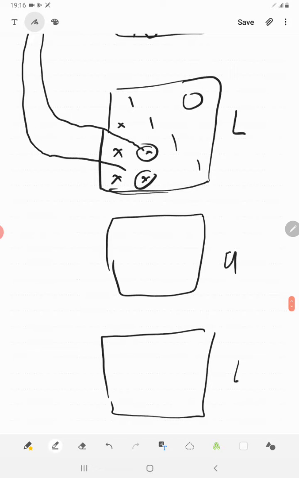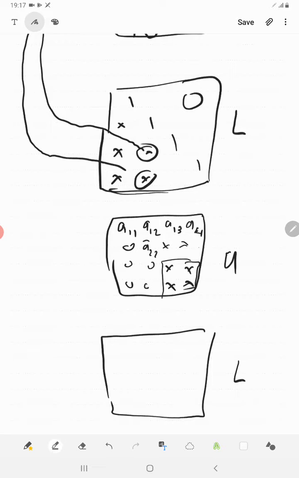U and L. So what we'll be left with is A11, A12, A13, A14, okay? Then here you have zeros, and here you have A22, let's say bar, X, X, and here you have zeros. What is left is this matrix, 2 by 2. Here you have X, X, X, X. Now we repeat the same procedure.